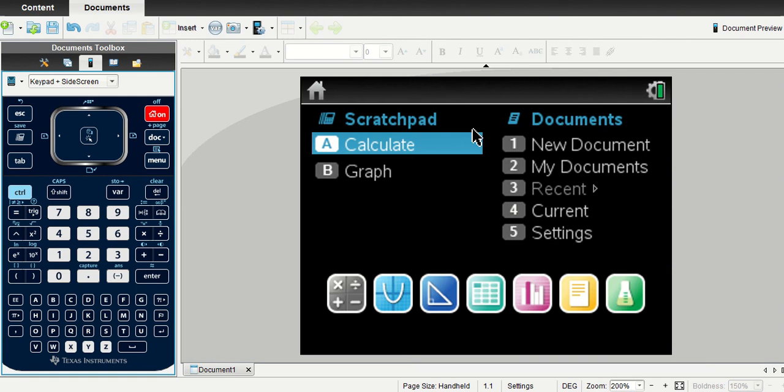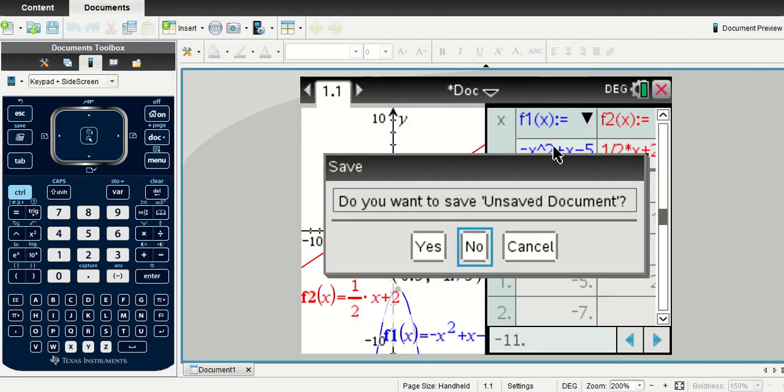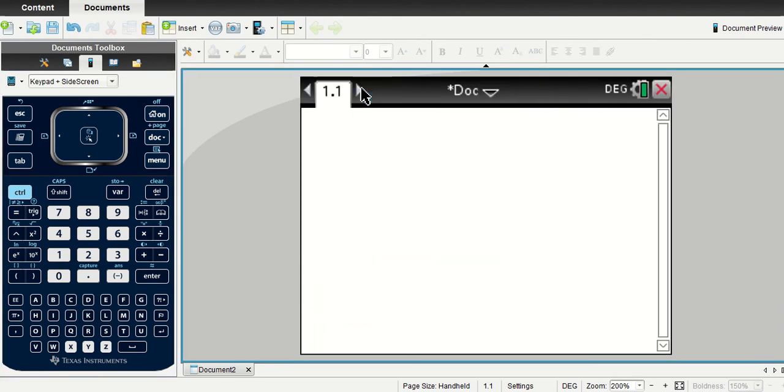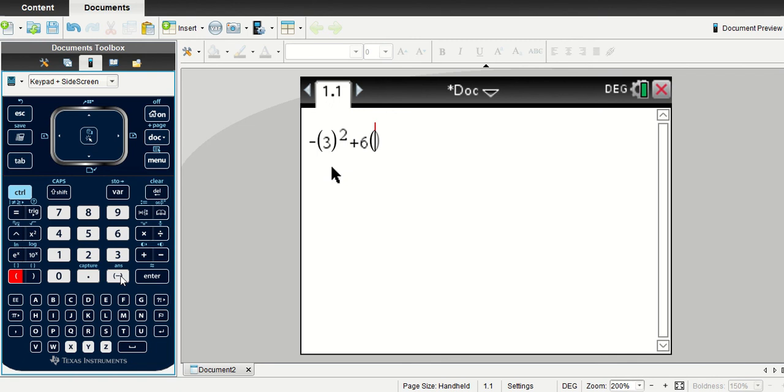All right, so we're going to go back to the home screen. We'll choose a new document. No, I don't want to save. Calculator here. So we're going to do negative parentheses this time, parentheses, and we got 3 squared, plus 6 times 3. All right, we end up with 9. Now, here's the important part.